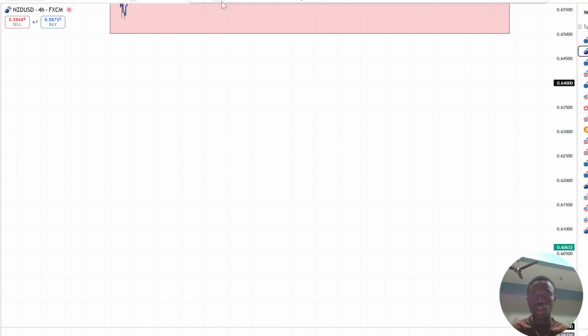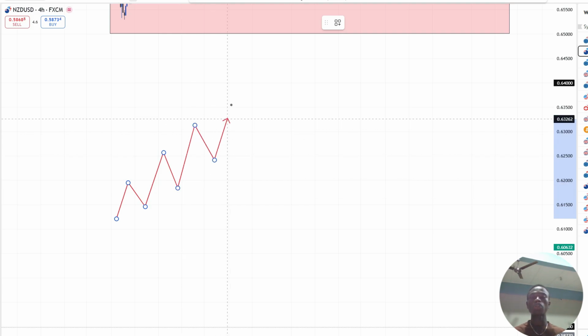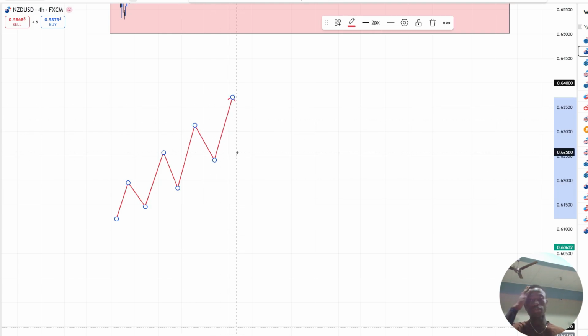Now, what do I mean by a bullish structure? A bullish structure is basically a continuous break to the upside. A continuous break in the high to the upside. So let's assume this is a high, this is a lower high, this is a high, this is a higher high, this is a lower high, this is a higher high, this is a lower high.